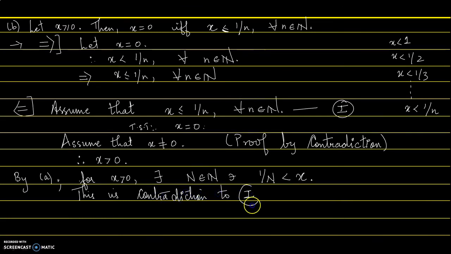Why are we getting this contradiction? Because we assumed that x is not equal to 0. So our assumption is false and therefore x is equal to 0, and hence we have proved this result. So whenever I want to show that x is equal to 0, many times what we will be doing is showing that x is less than or equal to 1 by n for every natural number n. If you do this, you are showing that x is equal to 0. Fine.